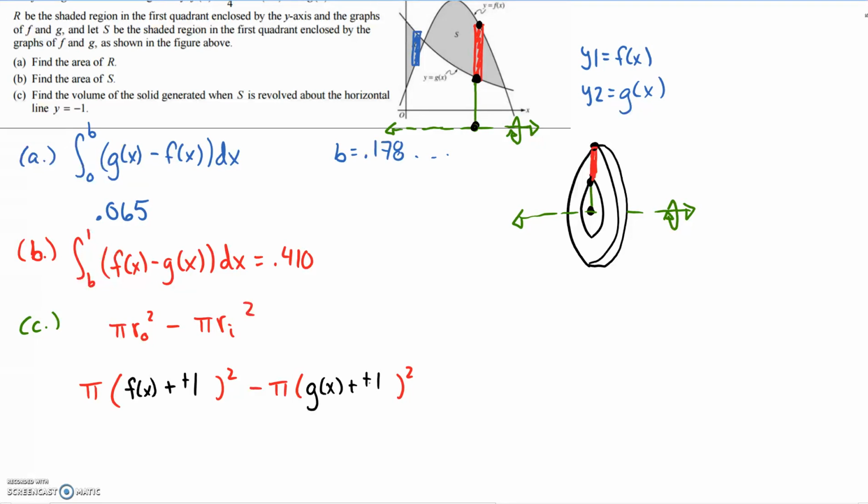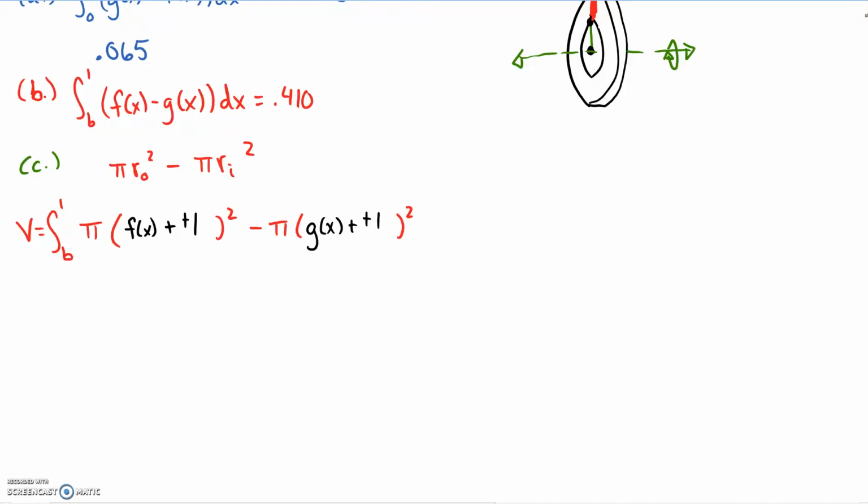So that's the area of our cross section, and to turn that area into a volume, we would integrate. And we're integrating region S, so we're integrating from this value b to 1. And this one actually says find the volume, so the way we're going to find that volume is plug into the calculator. Also, we have a constant multiple pi, so we can bring that constant multiple out of the integration. So f of x plus 1, the whole quantity squared, minus g of x plus 1, the whole quantity squared, integrated with respect to x.